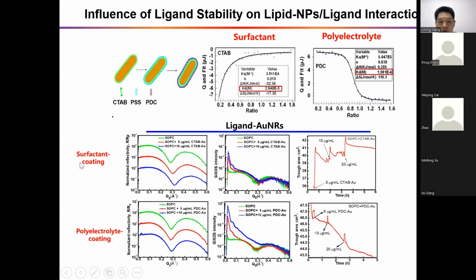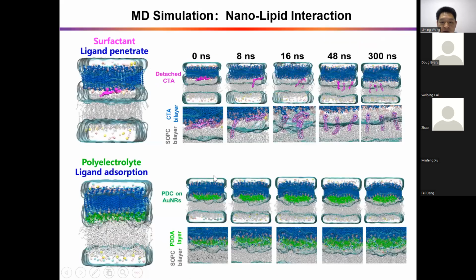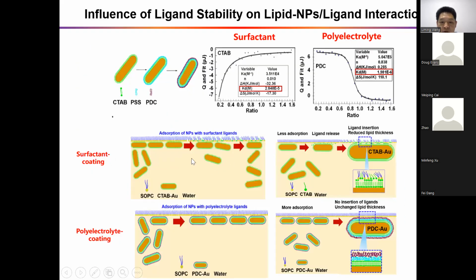Then we can see that for the surfactant coated nanoparticle, the lipid area increased due to the detachment of the molecules. They were inserted into the lipid, but for this one, the area of the lipid didn't change a lot. So we can see the mechanism for these molecules. They were inserted into the lipid structures, but these are stable on the surface.